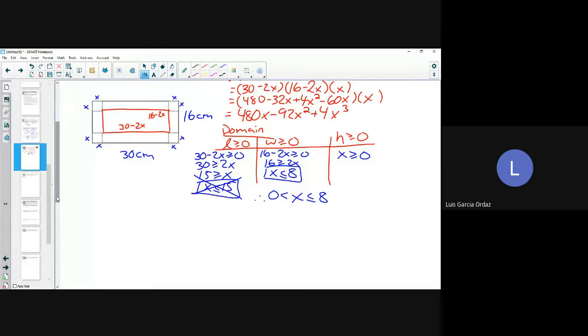So now what I need to do is find my max volume, so volume max in terms of x. I need to find the derivative of my volume function. So what is the derivative of V of x? Who can tell me what the derivative of V of x is?